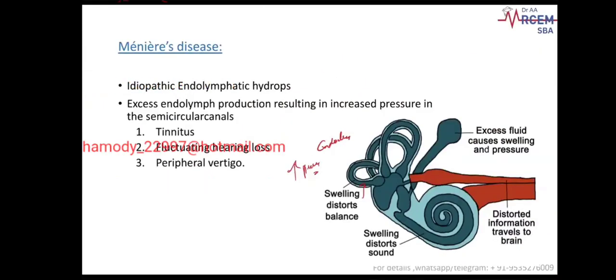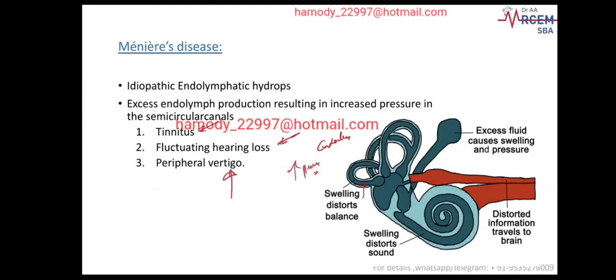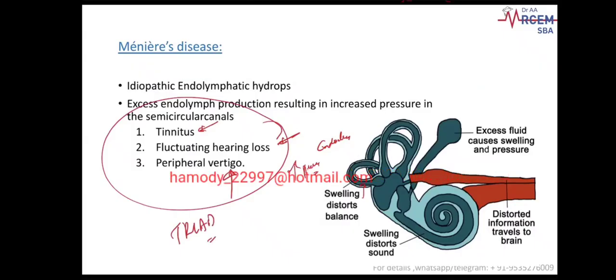So classically, how do they present? A ringing sensation known as tinnitus, a fluctuating hearing loss, and peripheral vertigo. This triad is the classical triad of Meniere's disease.